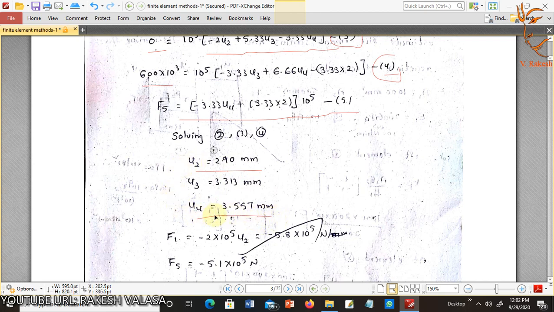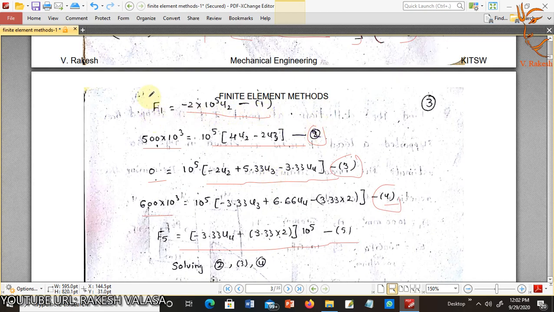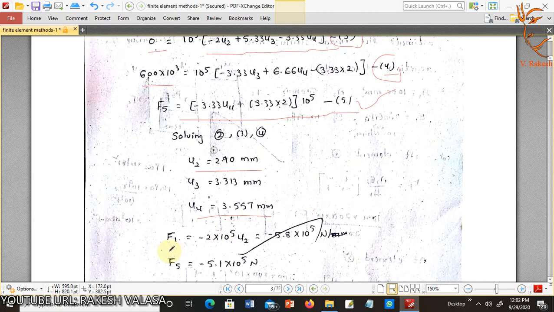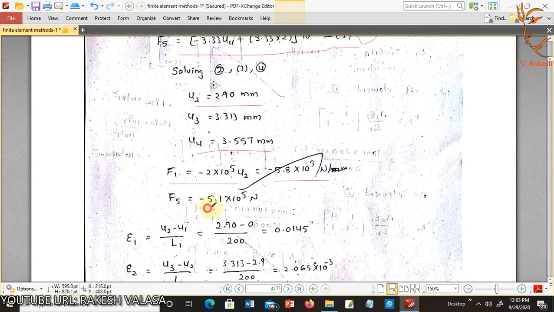After getting these displacements, now substitute these values in equation 1 and equation 5, and you can get the reaction forces, that is minus 2 into 10 power 5 u2. u2 is 2.90. The value is minus 5.8 into 10 power 5 newtons. Similarly, substitute these displacement values in equation 5, that means minus 3.33 u4, u4 is 3.557, plus 3.33 into 2 into 10 power 5. The value is minus 5.1 into 10 power 5 newtons.